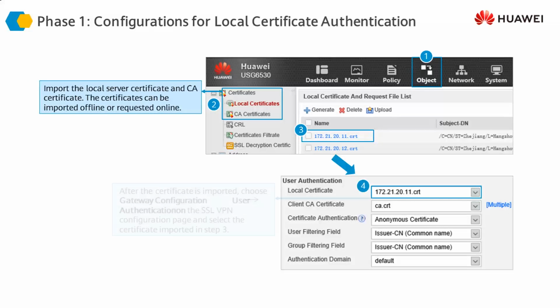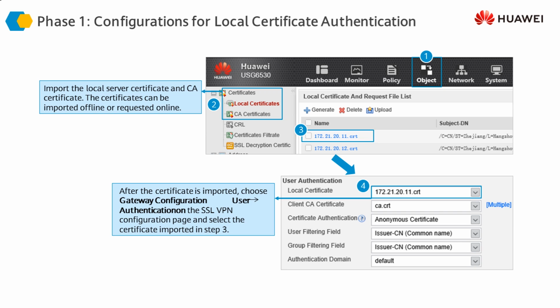Then when we configure the user authentication, or when we configure the SSL, we are going to have a local certificate which is going to be one of the certificates. You can select either one of the certificates that are available, and then we have the client CA certificate which is going to be used for authenticating the client certificate if that is configured. Then we can configure the certificate authentication method as we saw earlier. Here we are using anonymous certificate authentication, and then the other relevant fields are configured here. The authentication domain is the default domain. So these are the basic configurations that we can do on the server side or on the firewall side for doing the authentication.